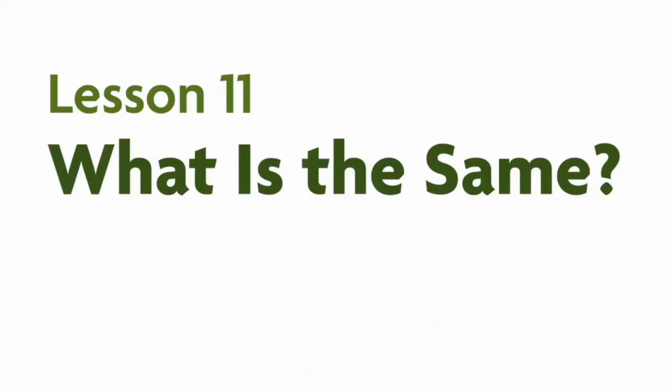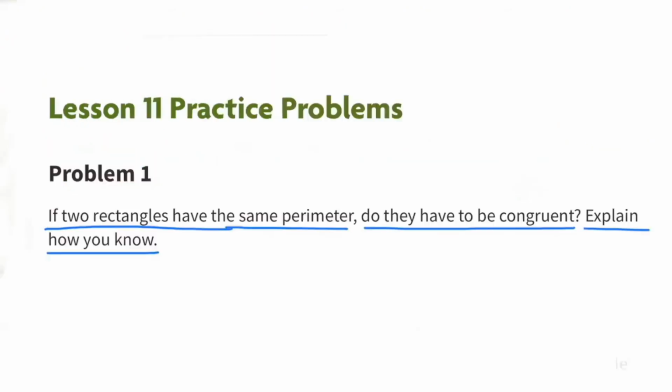Eighth grade, Unit 1, Lesson 11. What is the same? Number 1. If two rectangles have the same perimeter, do they have to be congruent? Explain how you know.